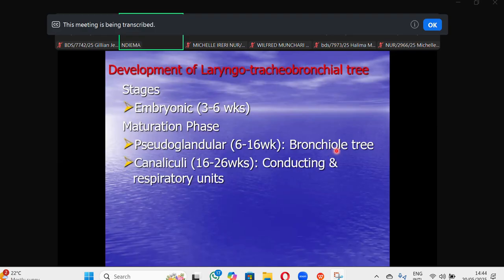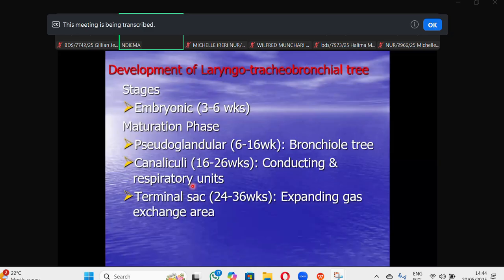Then we have the canalicular stage. During this canalicular stage, 16th to 26th week, we have the conducting portion of the respiratory system and also the respiratory units. That is the respiratory bronchiole formation, the ducts formation. Alveoli are still not completely developed at that stage. And we also have blood vessels developing. Like we had said, the blood vessels develop and follow the bronchial tree.